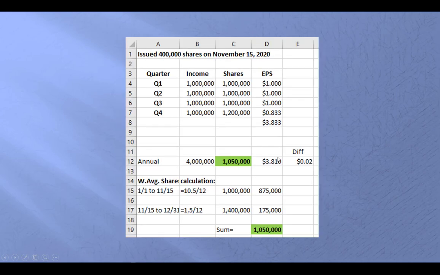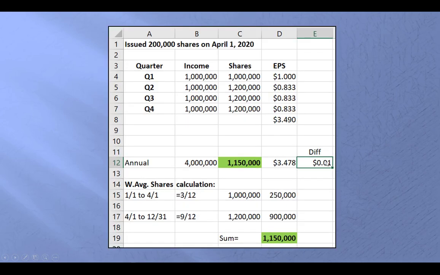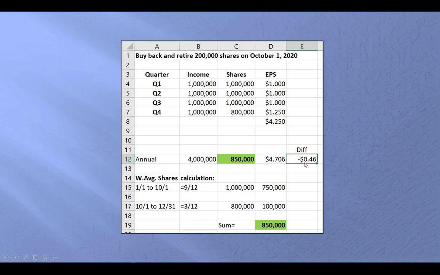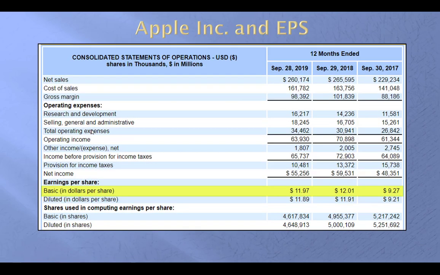And we can see 1 penny, 2 pennies, we move the other direction. The sum of the quarterlies is less than the annual number, and the difference is much bigger. It's a 46-cent difference. So, let me know if you like. We can look at this a little closer in another video.